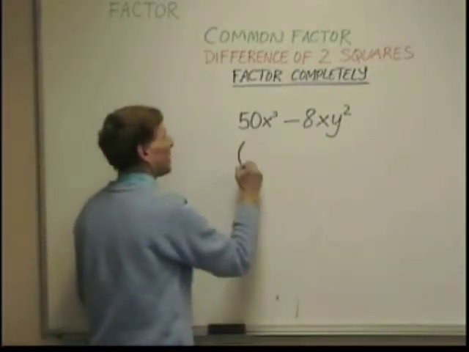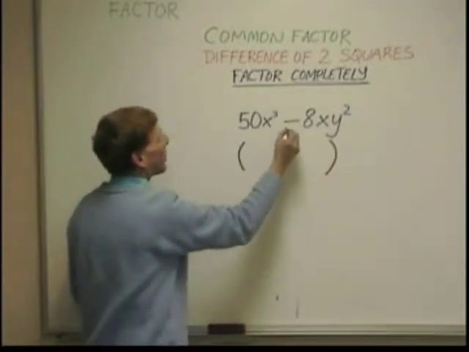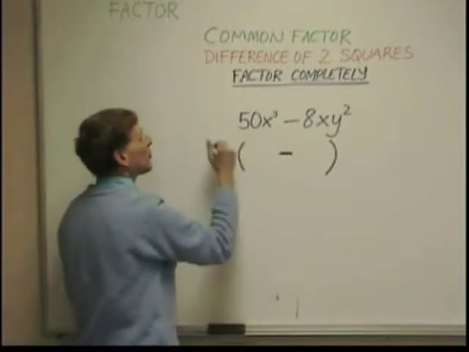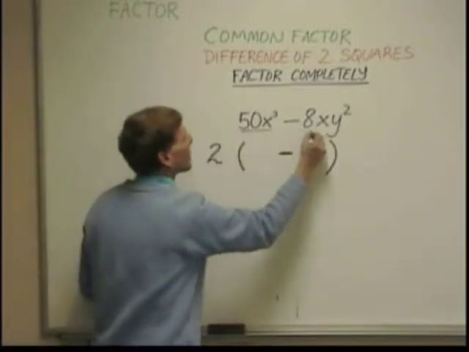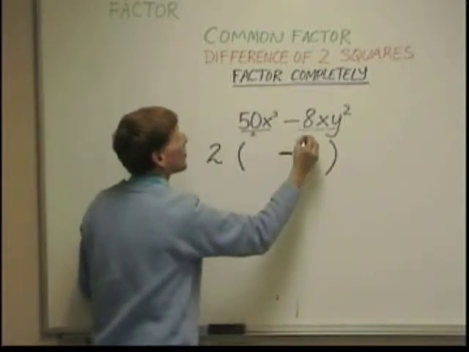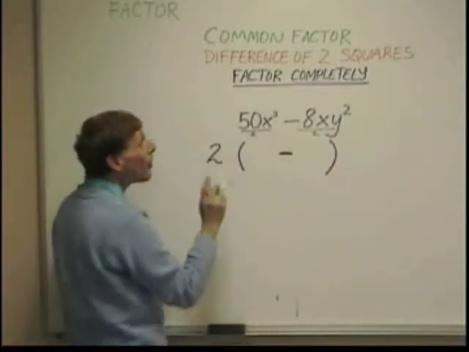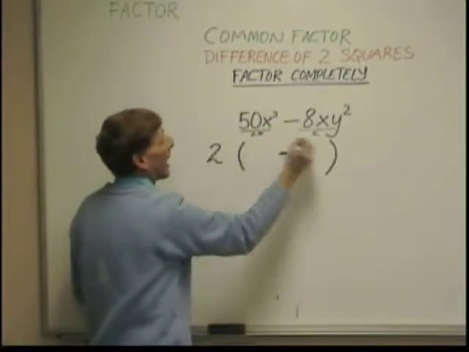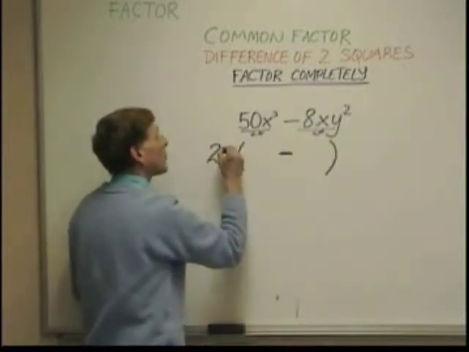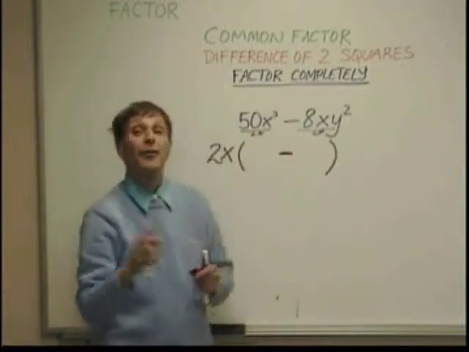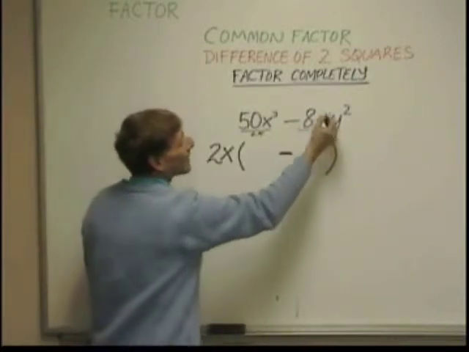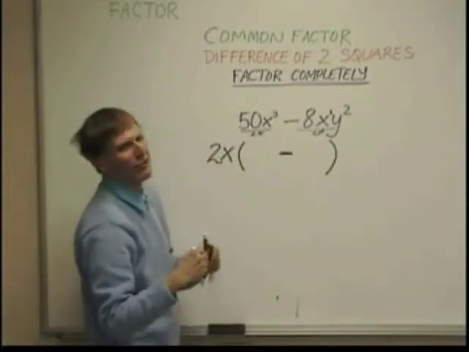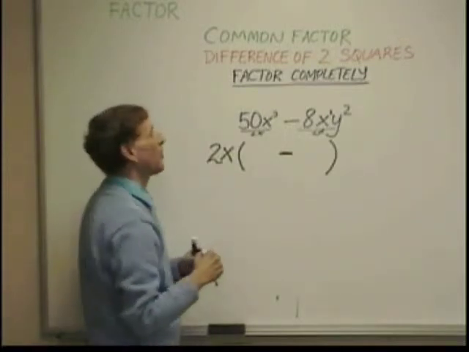Watch. First, common factor. I do have common factors in both the numbers and letters. I can pull out 2 because 2 goes into 50 and 2 goes into 8. I can also pull out an x. I have at least one x on this side, and I have an x on that side, so I pull out an x. You actually pull out the smallest exponent. In that case, it's the plain x, which is really x to the first. If you like, you could write that in. If it doesn't have an exponent, it's to the first power.